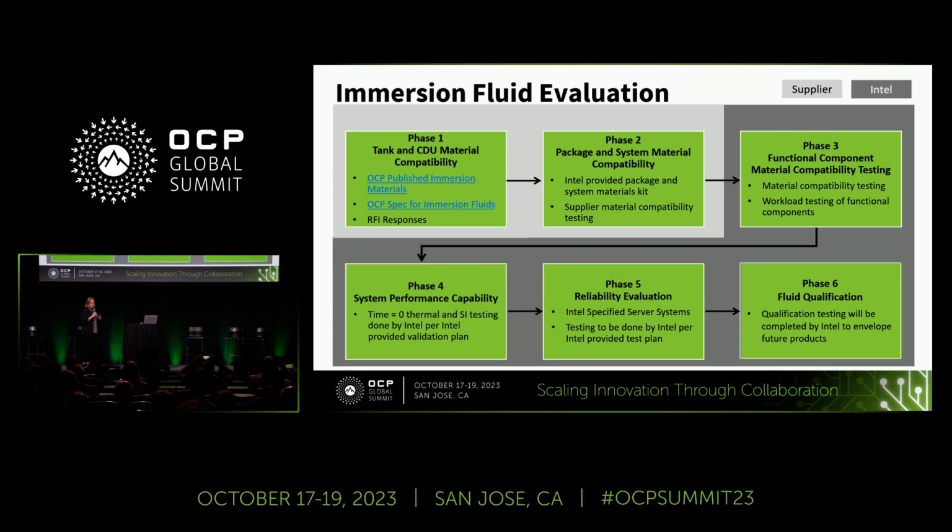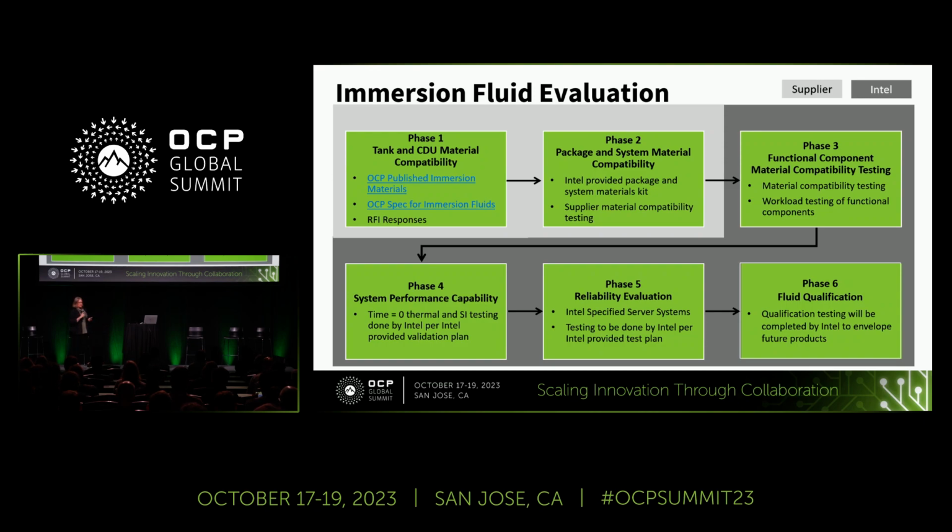So there are 6 different phases from an overall perspective here. Phase 1 is where the fluid specification is part of. I will have a slide on each of these phases afterwards, so I won't go into too much detail here, just a high level. Phase 1 is really the tank and CDU material compatibility. Phase 2 is package and system material compatibility. So now you start bringing in the IT equipment. Phase 3 is functional component material compatibility.